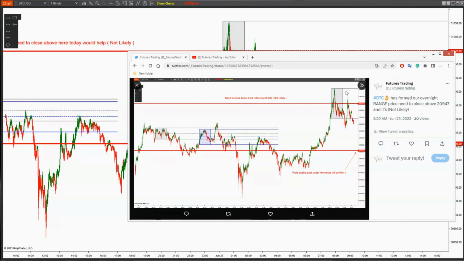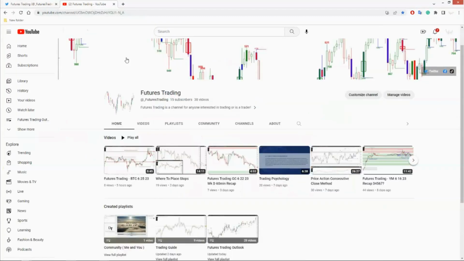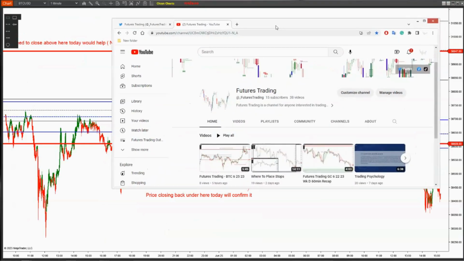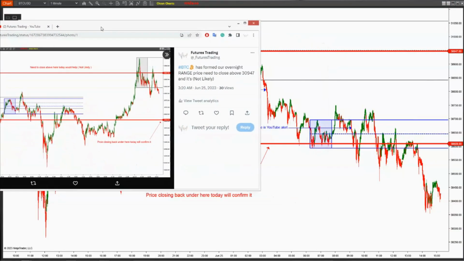So I'm going to dive into that, but right now I want to show you that, of course, at 3:20 this morning, I put this alert out. This was on Twitter, and I'm going to show you the chart in a second. This was on Twitter at 3:20 a.m. And then this morning I put it online, about 5 hours ago. So this is what it looked like side by side. Let's go side by side.